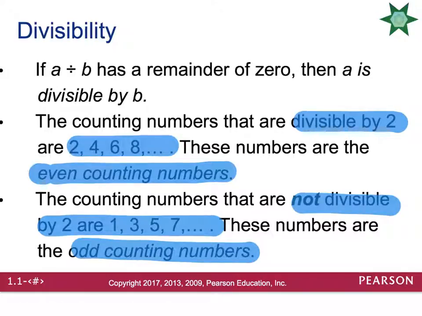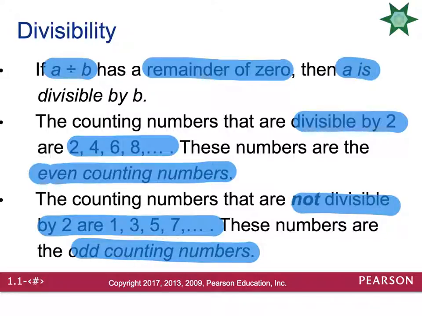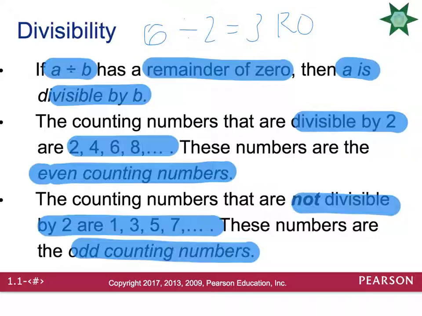And we talk about divisibility. We say if you divide A by B and your remainder is 0, then we say A is divisible by B. Okay? So we can say 6 is divisible by 2 because 6 divided by 2 equals 3, and there's a remainder of 0. Or we could do the same thing with 6 divided by 3. We could say 6 is divisible by 3 because 6 divided by 3 is 2, remainder 0.